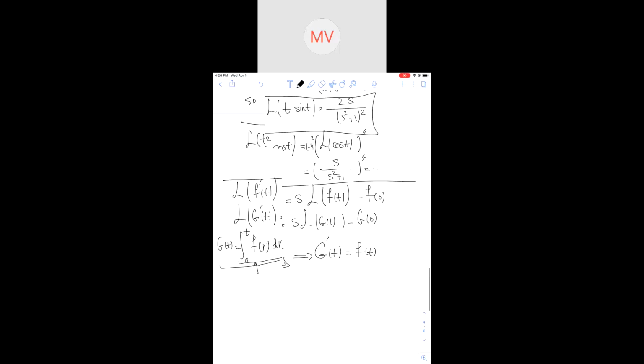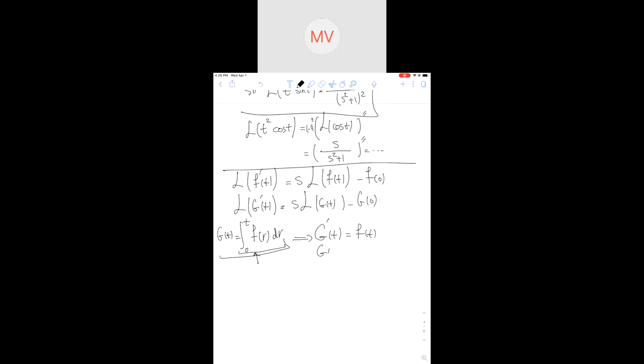Okay. And I have another question. What's g of 0? Simply, you're setting this t up there equal to 0. That means you're doing integration from 0 to 0 of f of r dr. Integration from 0 to 0 is 0. Okay. These are the two pieces we need.